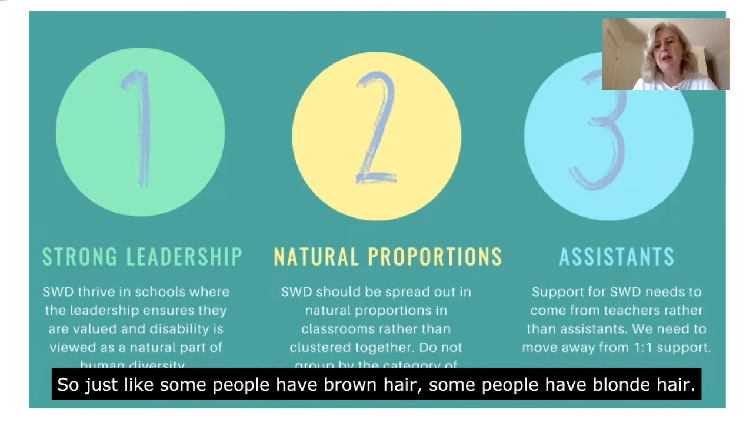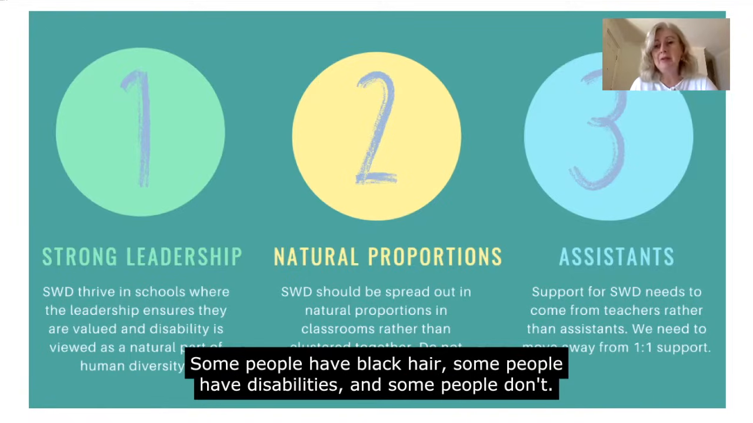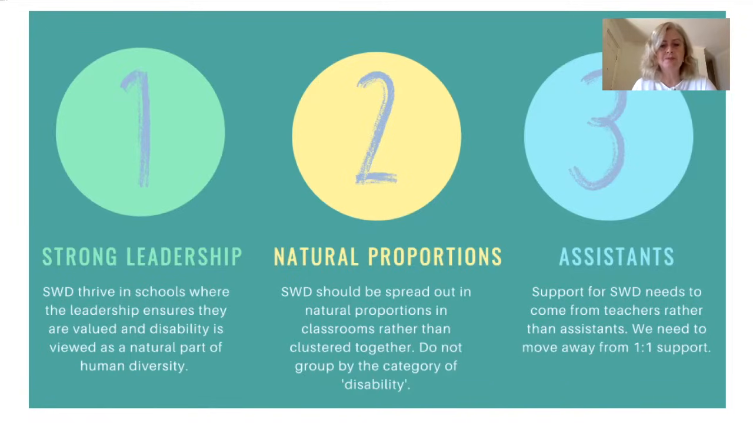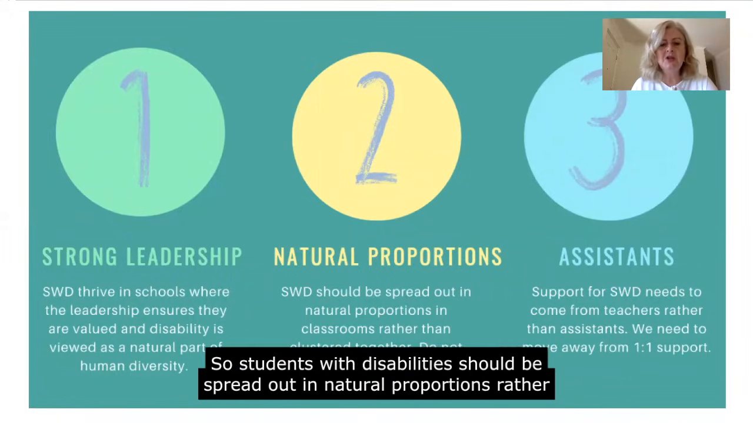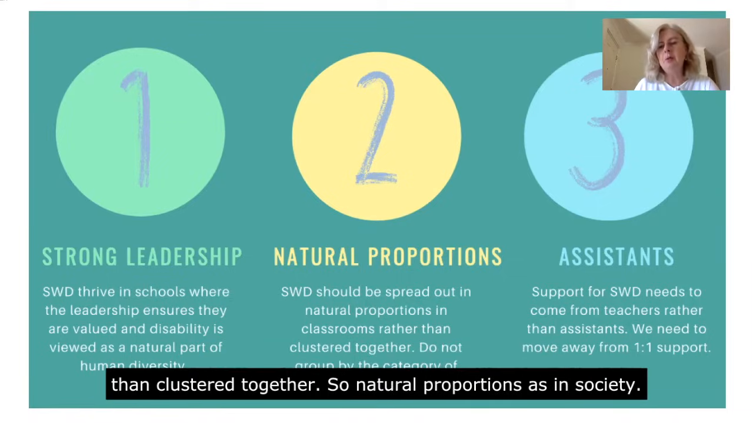Just like some people have brown hair, some people have blonde hair, some people have black hair, some people have disabilities and some people don't. Natural proportions, and this is a key factor. Students with disabilities should be spread out in natural proportions rather than clustered together. So natural proportions as in society.